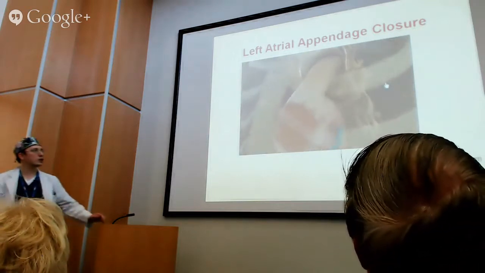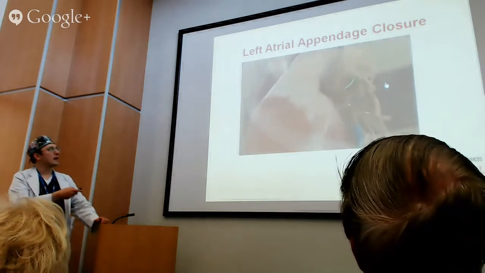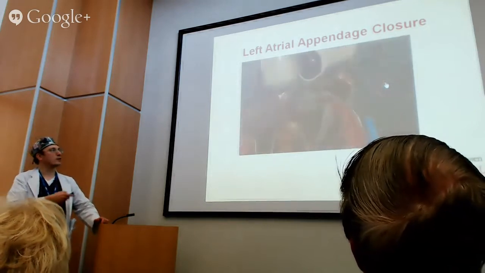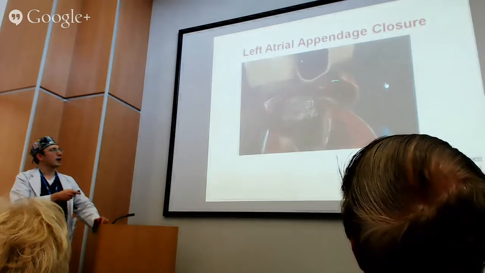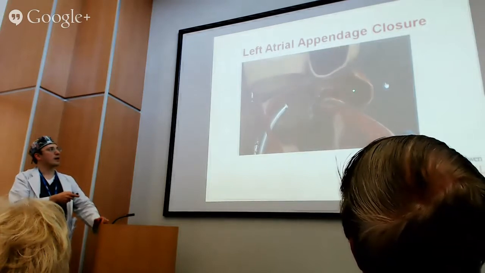And this is just a cartoon, but it kind of shows what happens. This is a little pouch on the side of the left atrial appendage, and here it is in cross-section. This is where the blood clots come from.